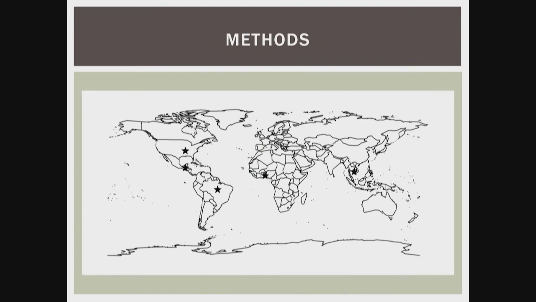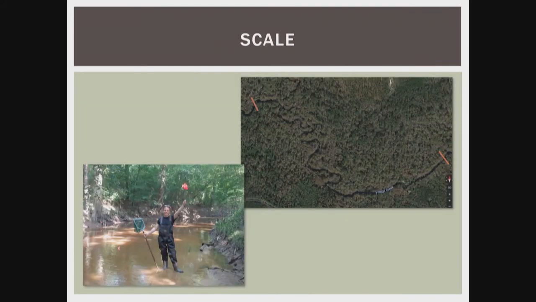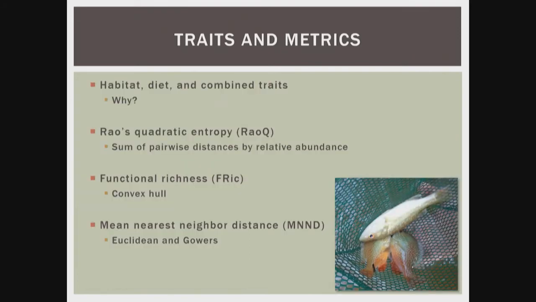So again, I'm looking at all these different places around the world. I'm looking at 2 different scales. So I'm doing stream reach scale, which is at 2 to 500 meters, and then the microhabitat scale, which is at a few meter sampling point. And I'm using different trait groupings. So I again cluster them by habitat, diet, and then a combination of traits.